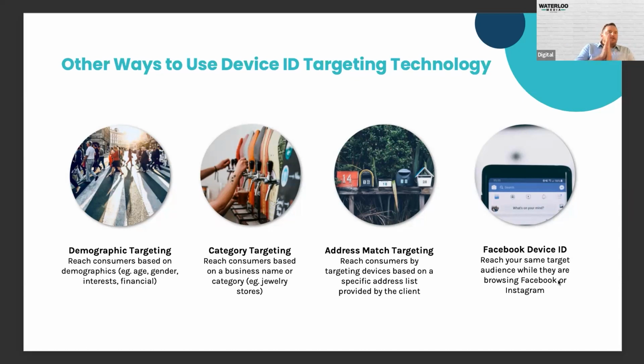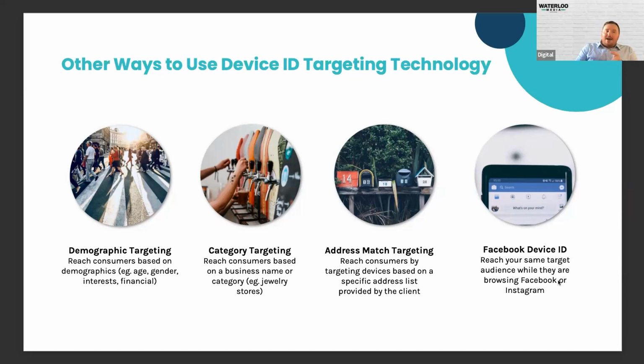And another way we can target is category targeting. Let's say my competitor is 7-Eleven, and there are quite a few 7-Elevens in town. I don't know every single address. Well, there's actually category targeting. So we can target businesses or consumers based on a business name or a business category. So we can target all convenience stores within 30 miles of our location. We can target all 7-Elevens within our location if that's who we specifically want to utilize as our competitor. So that's another layer of targeting we can use for device ID.